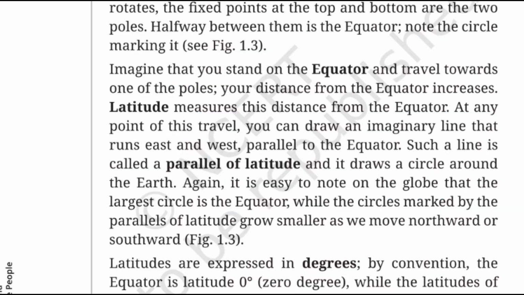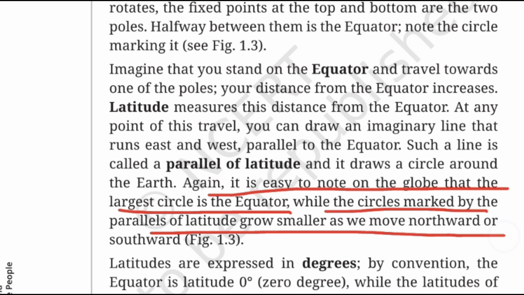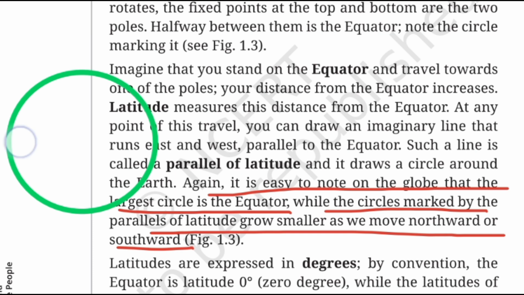Again, it is easy to note on the globe that the largest circle is the equator, while the circles marked by the parallels of latitude grow smaller as we move northward or southward. So we can just consider the equator. This is the globe. Just assume this is the equator, and it continues on the other side like this. I'm just drawing one side. Another parallel of latitude will be like this. Another one will be this black one.